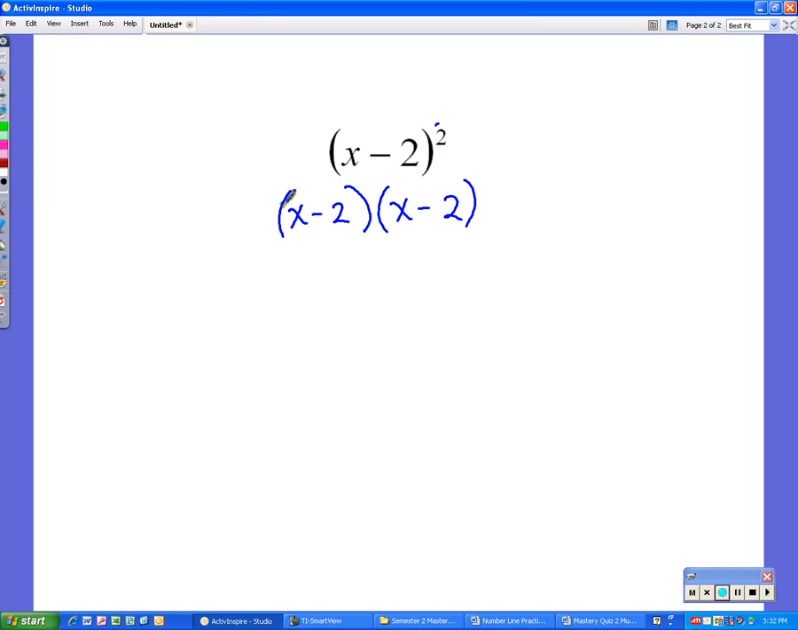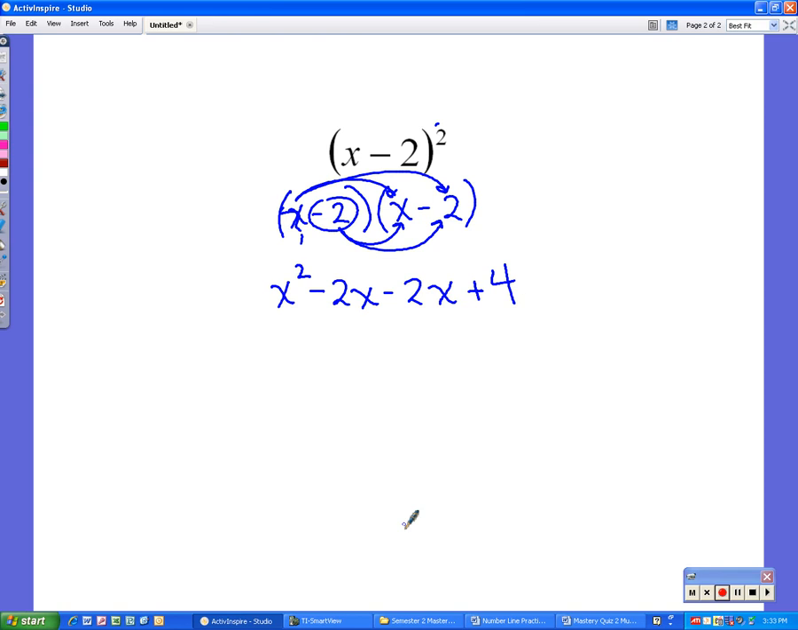So we distribute the x first. X with the x and with the minus 2. X times x is x squared. X times minus 2 is negative 2x. We're done distributing the x. And we move on and we distribute the minus 2 with the x and with this minus 2. Negative 2 times x is negative 2x. Negative 2 times negative 2 is positive 4.